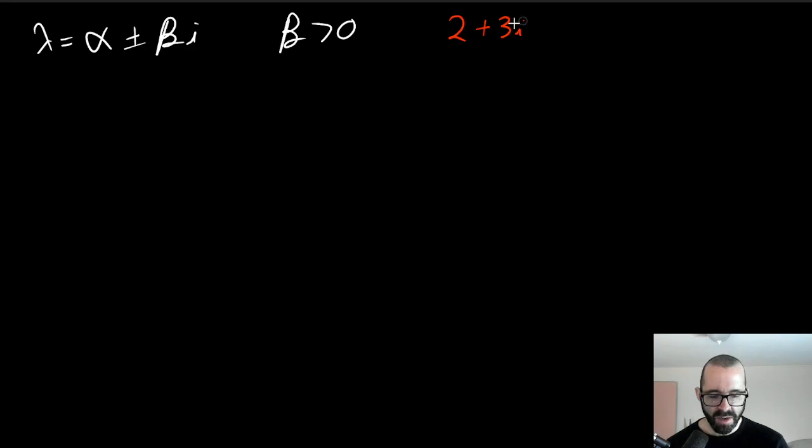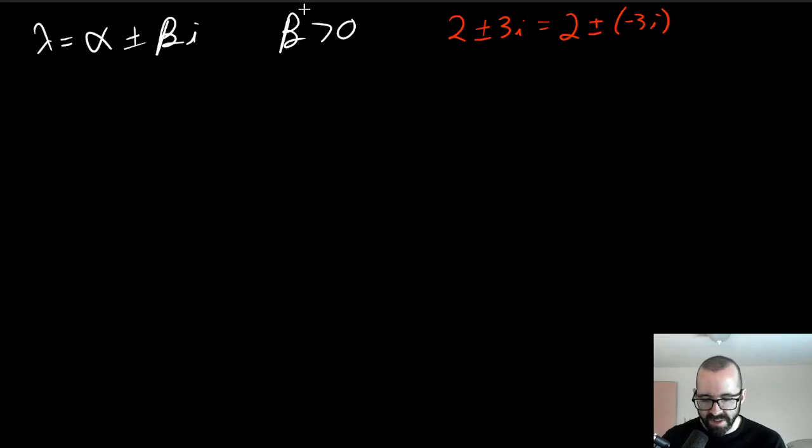I'm saying if these are our eigenvalues, well, 2 plus or minus 3i is the same thing as 2 plus or minus negative 3i, right? So it doesn't matter whether beta is 3 or negative 3. These are the same two numbers. Okay, so let's just say beta is the positive one.